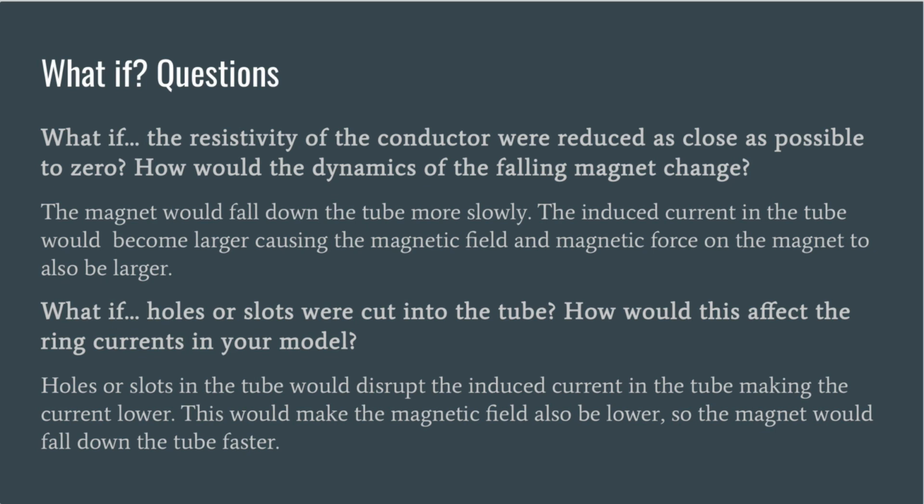also be larger. The second question asks, what if holes or slots were cut into the tube? How would this affect the ring currents in the model? So holes or slots in the tube would disrupt the induced current flowing through the tube, making the current slower. This would also make the magnetic field be lower, so the magnet would fall down the tube faster this way.